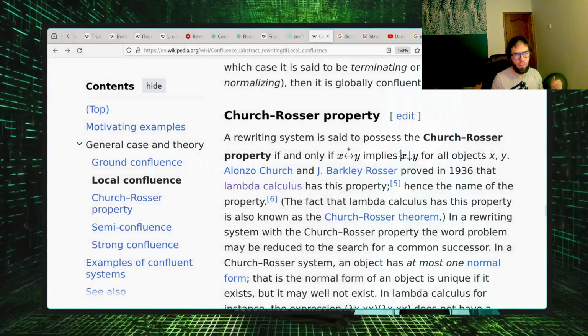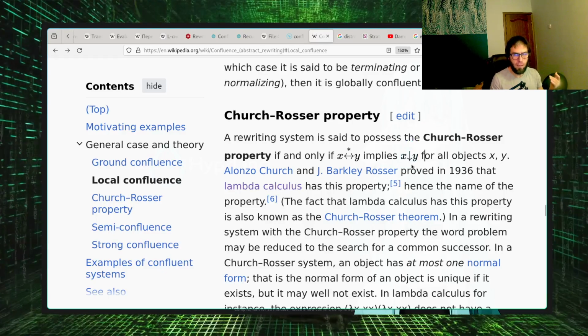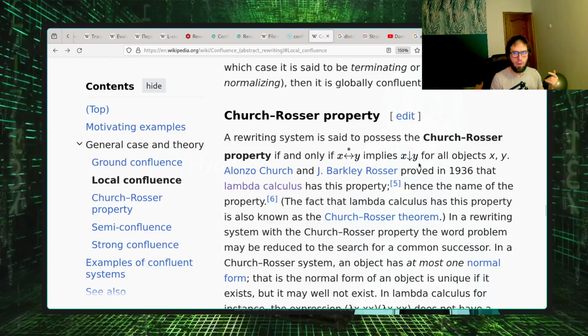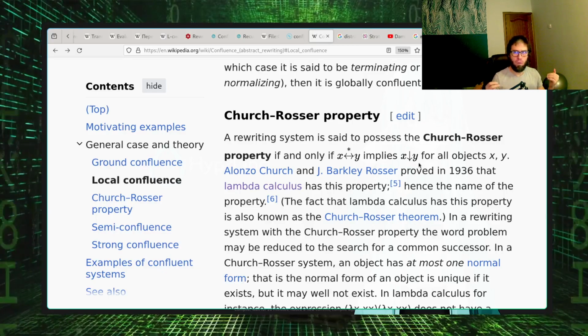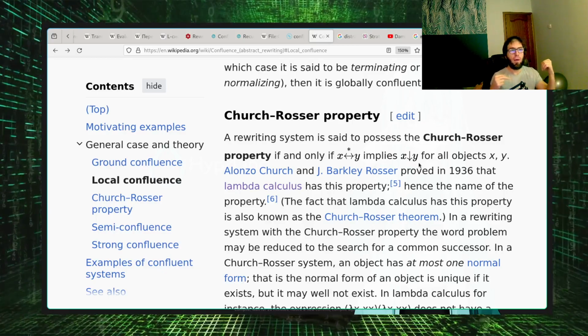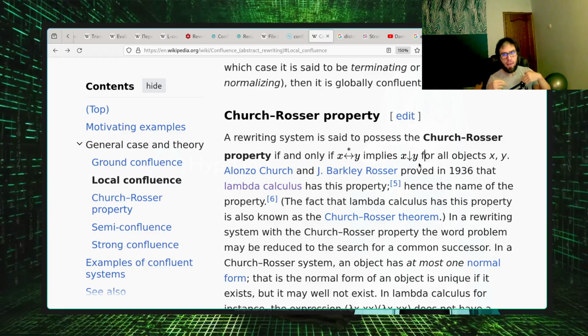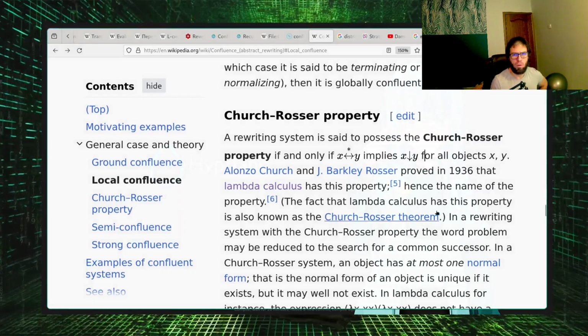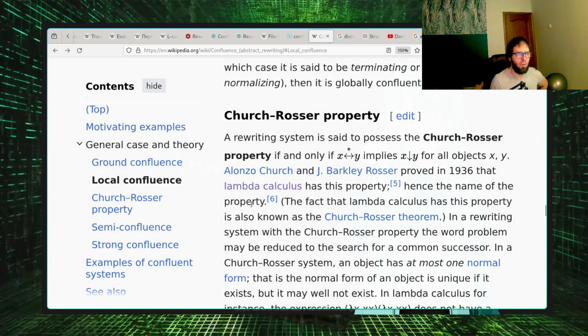So in other words, this means that there exists some d for this x and y, where there must be a path from x to d and from y to d. So we go into one point. And Church and Rosser proved this for lambda calculus, that it has this property.